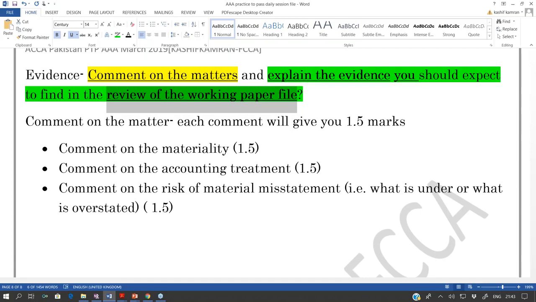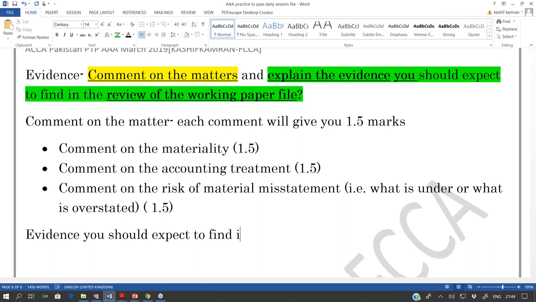In the question, it will be written, you are a manager responsible for performing the review of the working paper, or you are a manager responsible for performing the engagement quality control review. And the examiner will say what evidence you should expect to find in the review of the working paper. So let's see, what evidence do we expect to find in the review of the working paper file?